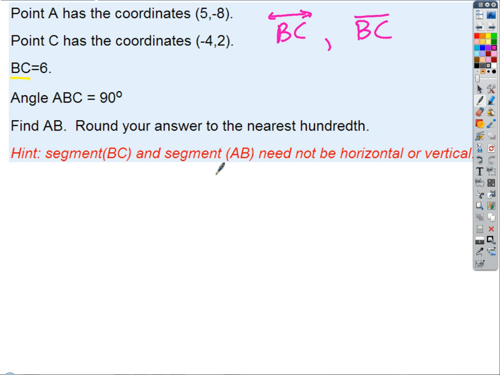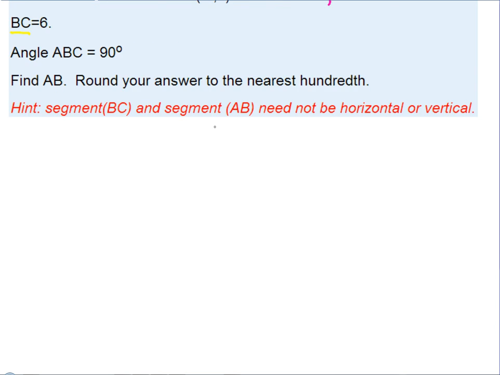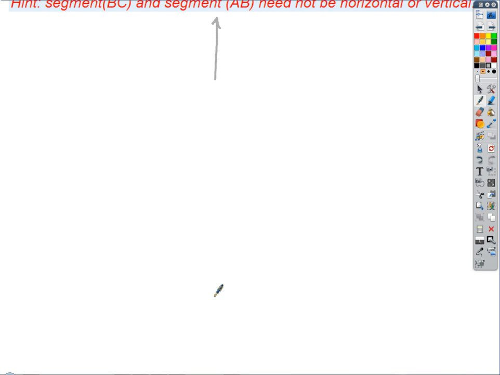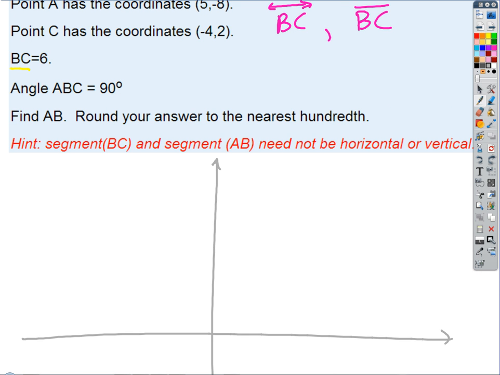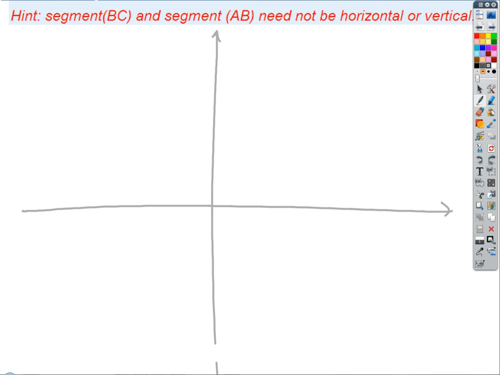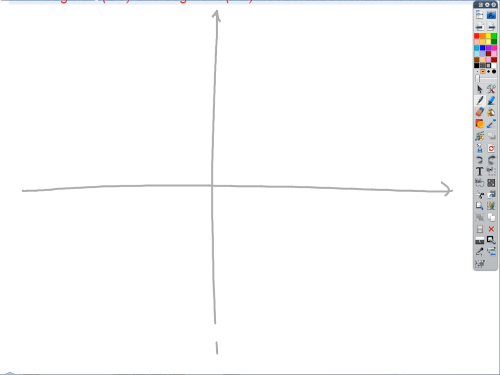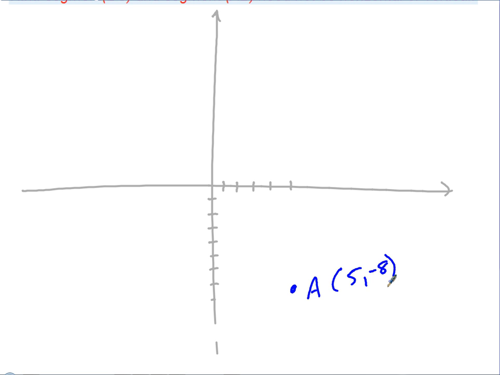Needs a little more room. So the first point, A, was at 5, -8. So how do I do that if I start at the origin? 5 in which direction? Right, to the right. Okay, 1, 2, 3, 4, 5. Down 8. 1, 2, 3, 4, 5, 6, 7, 8. So right about there. Let's make it blue. So there's point A, those coordinates.